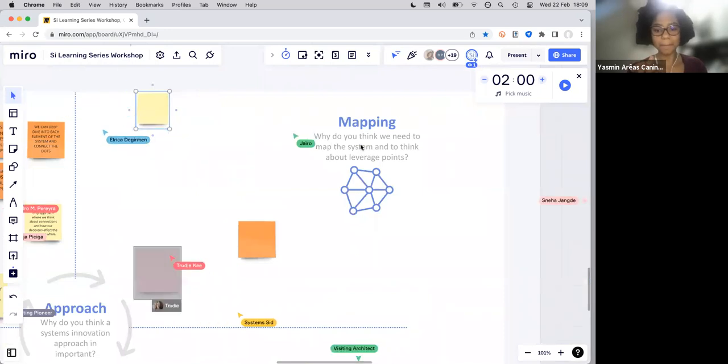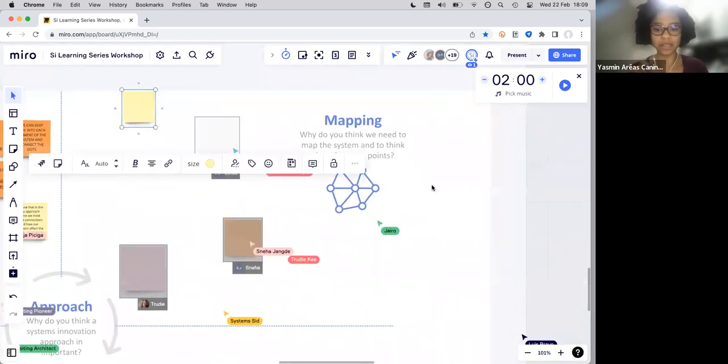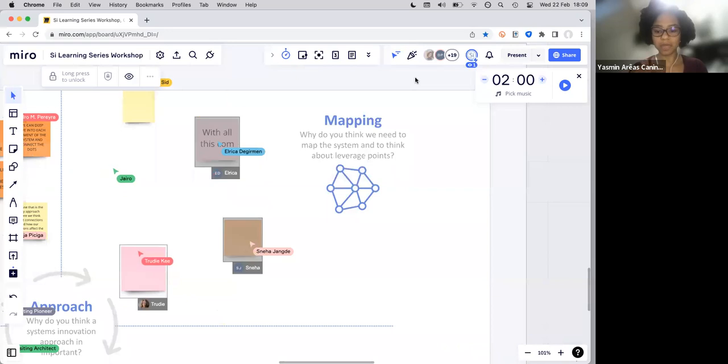Why do you think we need to map the system and to think about leverage points? So 2 minutes and we can talk about it.